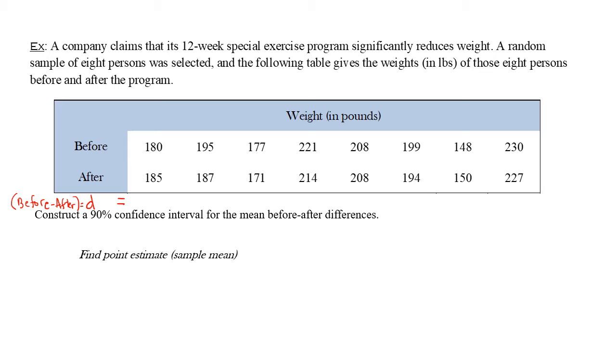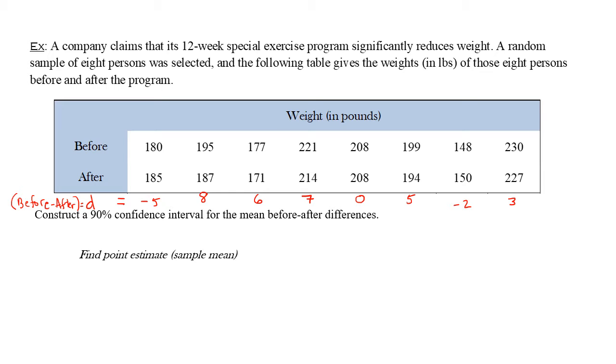So 180 minus 185 is negative 5. 195 minus 187 is 8. 177 minus 171 is 6. 221 minus 214 is 7. And then 208 minus 208 is 0. 199 minus 194 is 5. 148 minus 150 is negative 2. And then 230 minus 227 is 3. So now we've collected all the differences in this row.